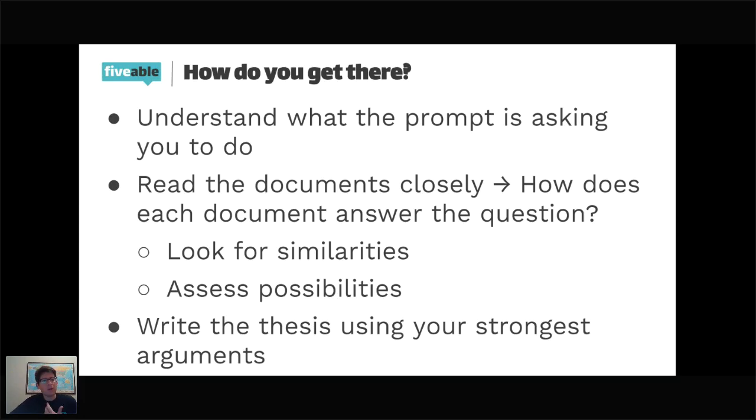So look for those similarities, look for differences, assess the possibilities of what you could write about. You might have 5 or 6 different arguments you feel like you could make to include all the documents. Choose the strongest arguments you have and use that to write your thesis. And that's where you get to the written portion.